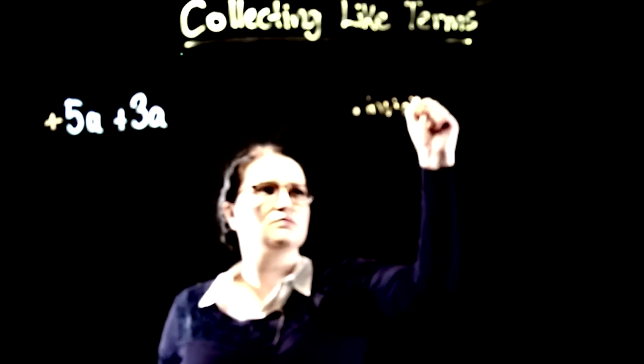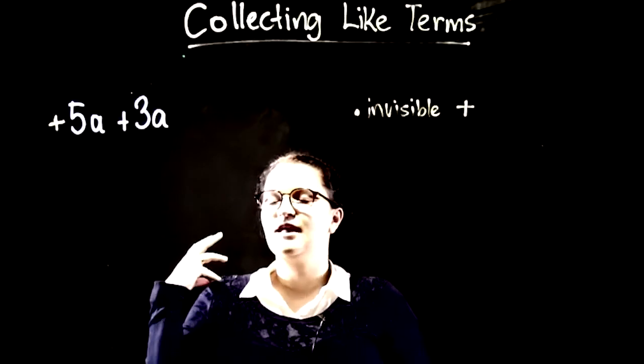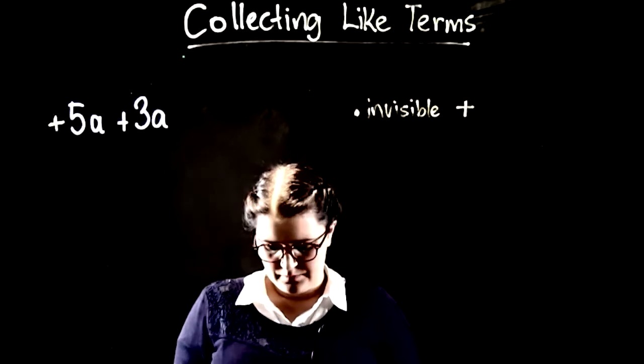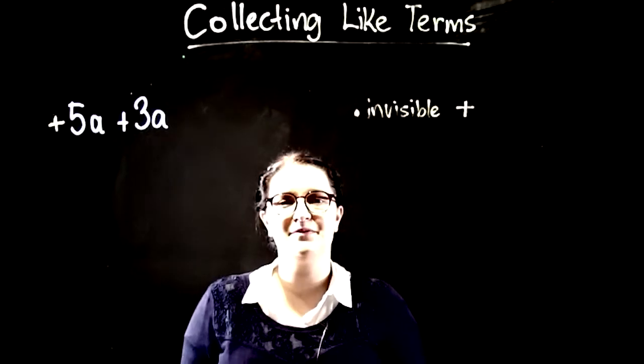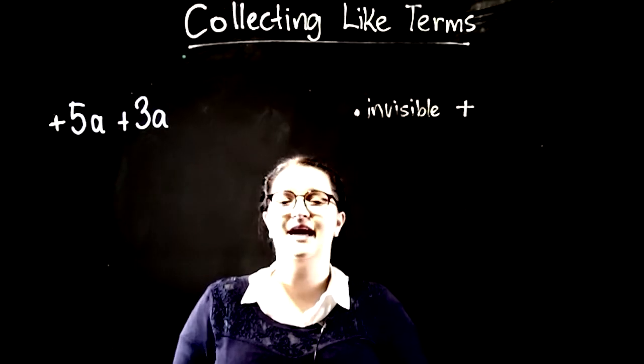We use a specific strategy when we work with like terms. So the first thing that we need to do is identify the sign or the operator in front of every part of the expression. So there I've got 5a plus 3a. There's an invisible plus in front of the 5a, and I'm going to add that in. So that's step 1.